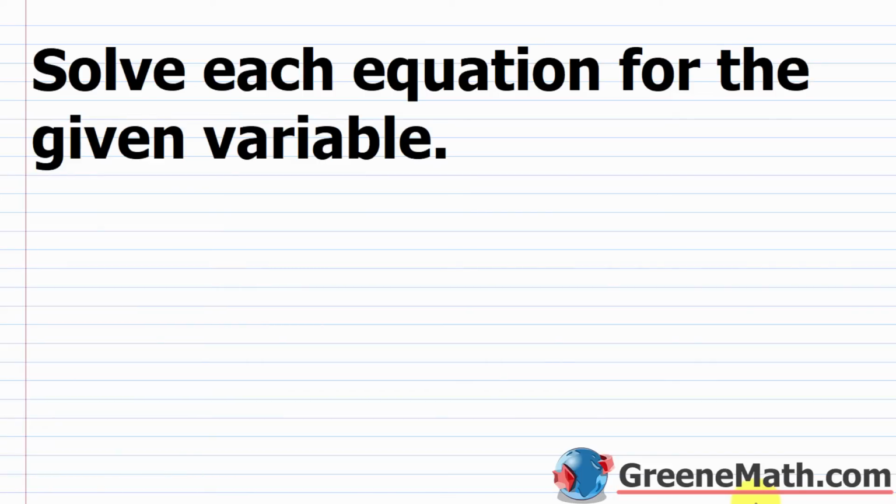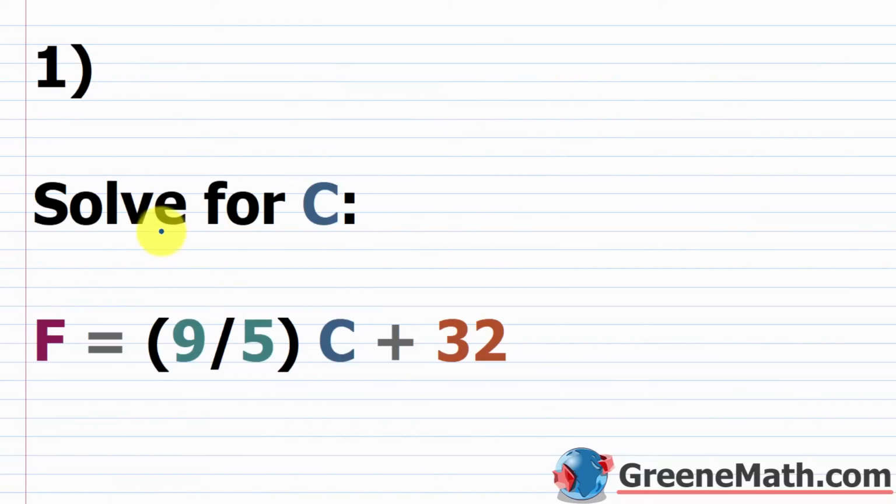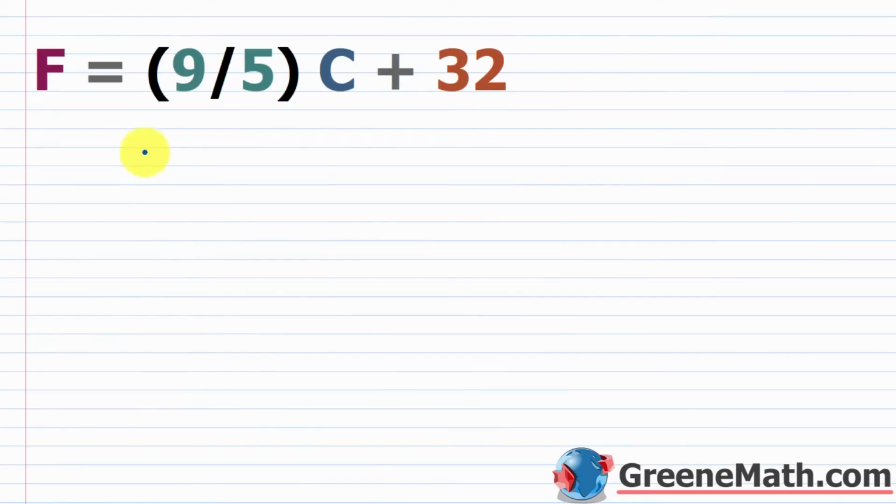All right, let's take a look at our practice test. We're told to solve each equation for the given variable. And for the first problem, we're asked to solve for c. What we have is f is equal to 9/5 times c, plus 32. So let me write this again. This is f is equal to 9/5, which is multiplied by c, and then plus 32.